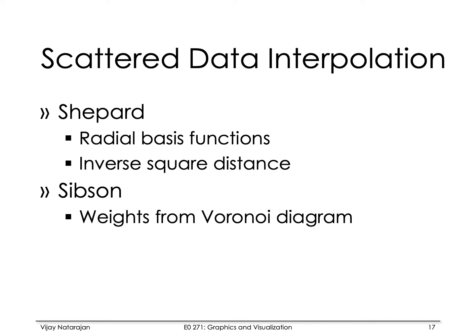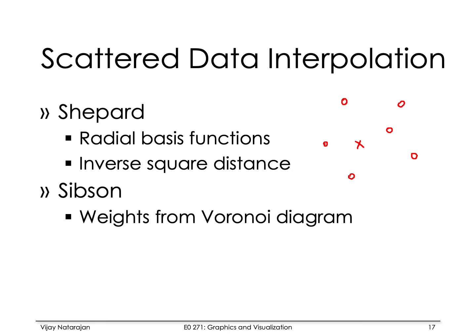Now, so far we have assumed that there are linear cells that connect the sample points. What if you have scattered data? How do you interpolate the sample points in this case? So let's say we have sample points such as this, and we have a point on the plane where we would like to find the value of the function.